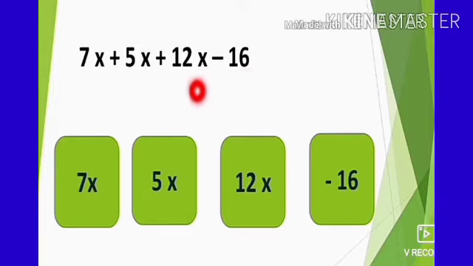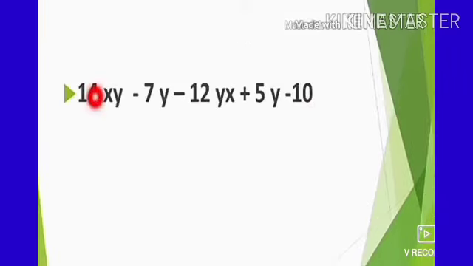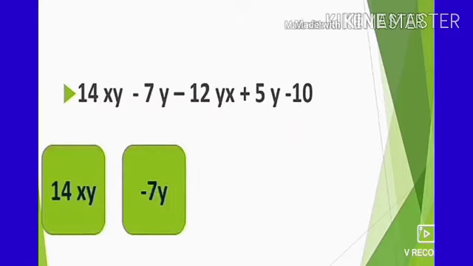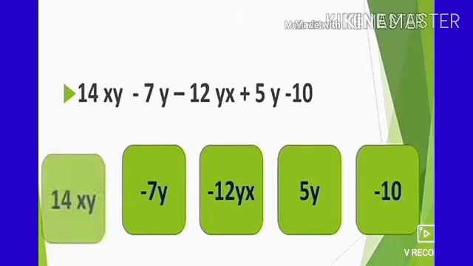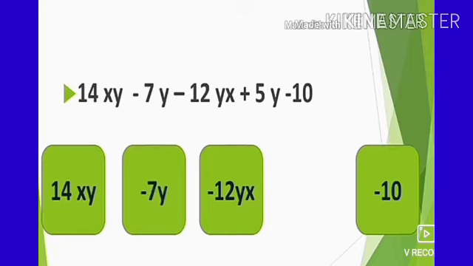Consider another example. The expression 14xy minus 7y minus 12yx plus 5y minus 10 has 5 terms. They are 14xy, minus 7y, minus 12yx, plus 5y and minus 10. The terms 14xy and minus 12yx are like terms in xy, and also minus 7y and 5y are like terms in y.